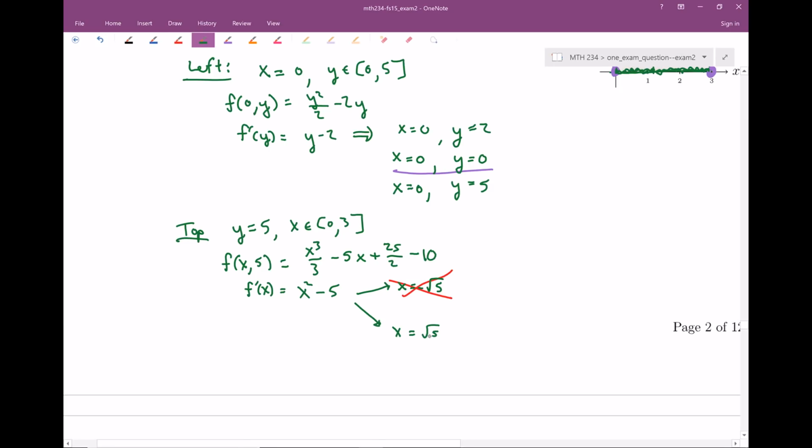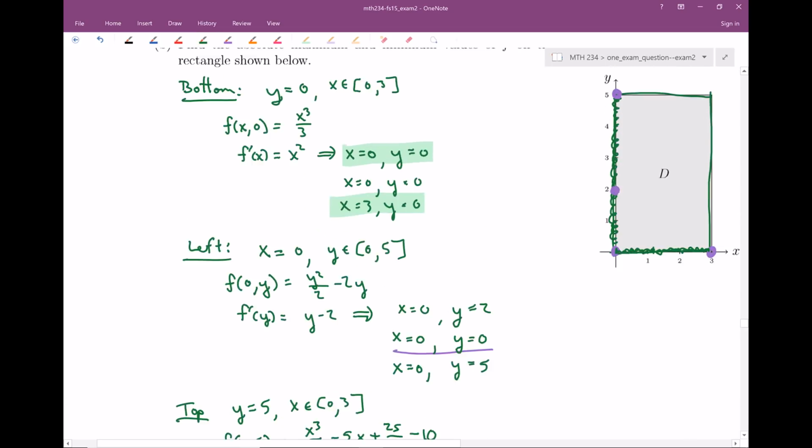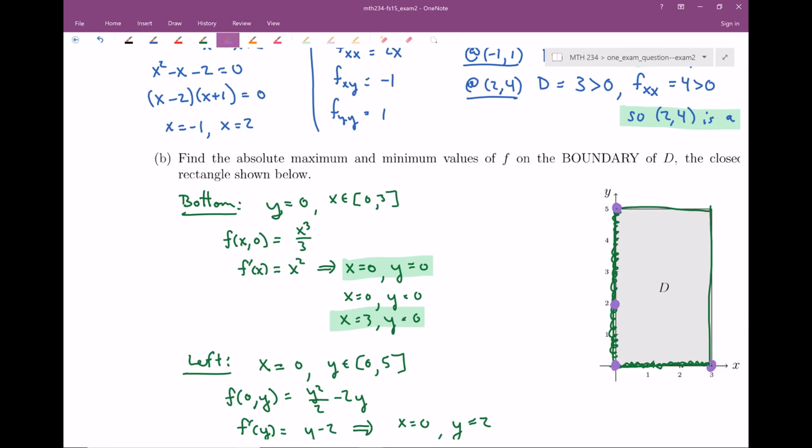The only one that we're left with is the positive square root of 5. Again, this is where y is equal to 5. So y is equal to 5, and x is equal to the square root of 5. Square root of 5 is around square root of 4, which is 2, but it's a little bit bigger, so maybe somewhere around here. And let me just put the x value root 5, so that I remember later. Okay, and then of course we're also going to include our endpoints here.